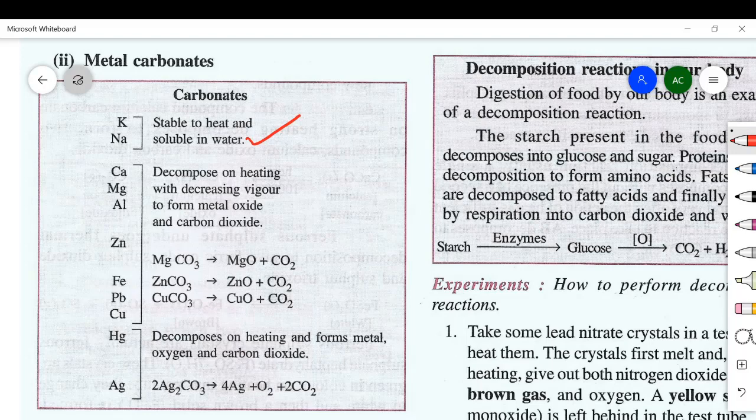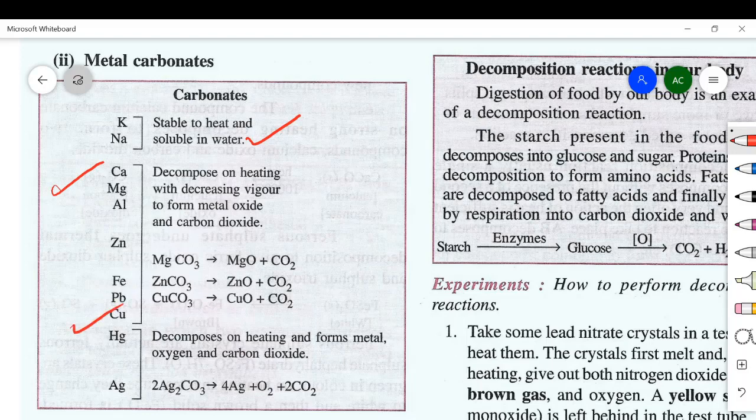These tables are very important as per your exams. The questions coming in the question paper will be based on this table. What is the effect of heat on sodium carbonate, whether the carbonate of sodium is soluble in water or not, like this, small questions might come. Second category again: calcium, magnesium, aluminium, zinc, iron. Okay, from here to here it is the second category.